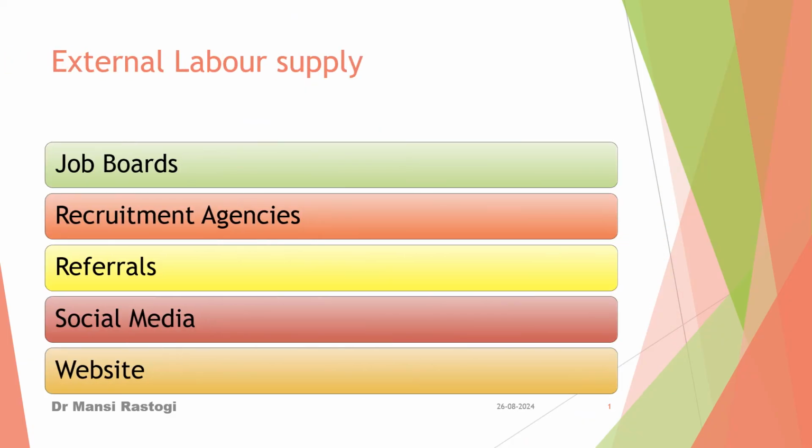Till now we talked about the internal supply methods. Now let's talk about the external labor supply. In external labor supply we have job boards, recruitment agencies, referrals, social media and websites. External hires need to be contacted when suitable internal replacements are not available, and while internal applicants can also apply for those positions, your human resource department mainly targets recruiting efforts toward outside applicants. So there are many methods for external recruitment.